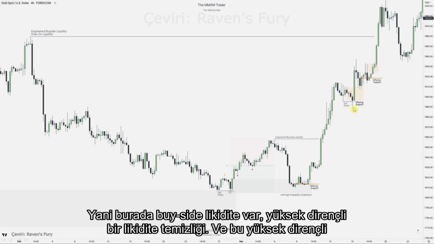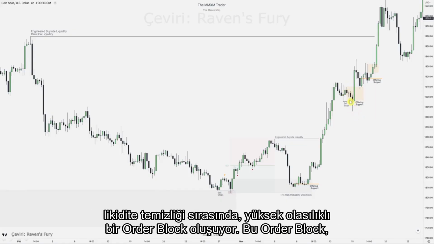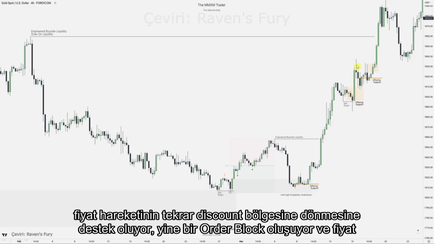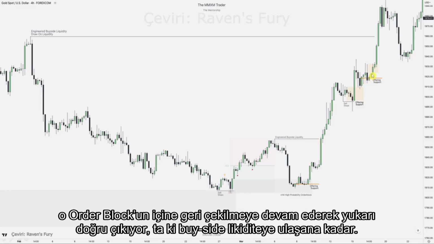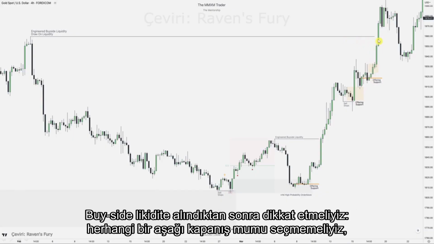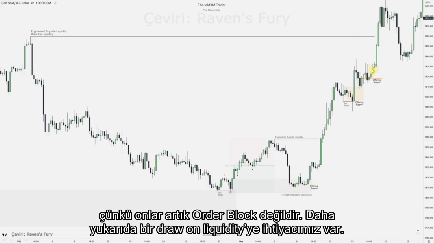High resistance liquidity run. And in the process of that high resistance liquidity run, we're forming a high probability order block. This order block offers support for price action to come back down into discount, again forming another order block, and price keeps pushing down into that order block to continue up higher until we reach that buy side liquidity, right? If after buy side liquidity has been taken, we have to be careful not to pick any down close candle, because those are not order blocks anymore. We need to have a draw on liquidity higher, right?